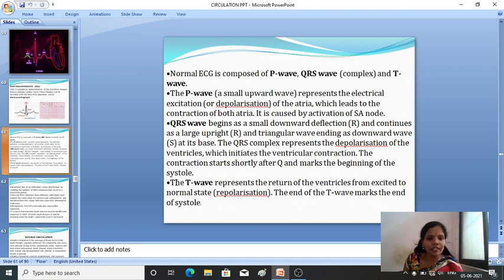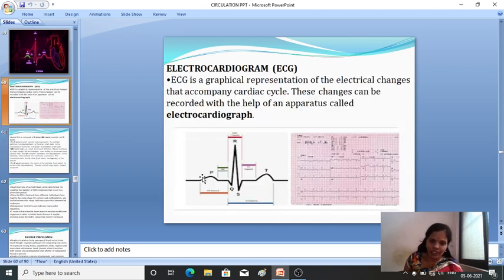Then the T wave represents the return of the ventricles from the excited to the normal state, that is, repolarization. The end of the T wave marks the end of the systole. Here this indicates the depolarization of auricles and depolarization of ventricles, and last comes the repolarization. It comes to the normal position.